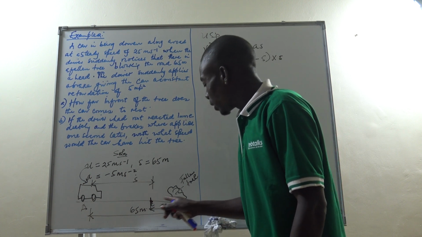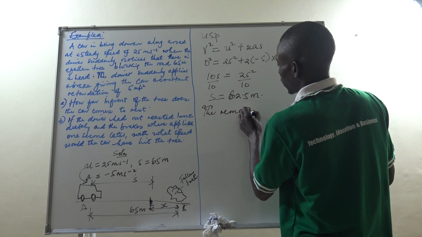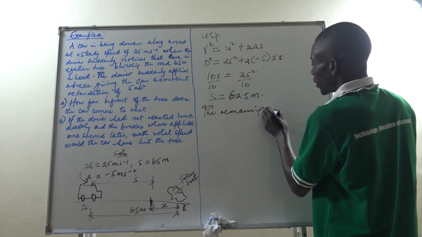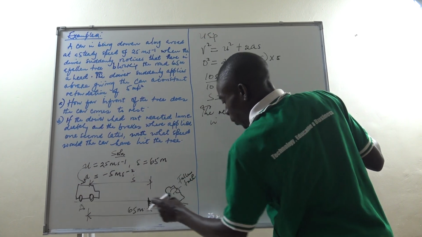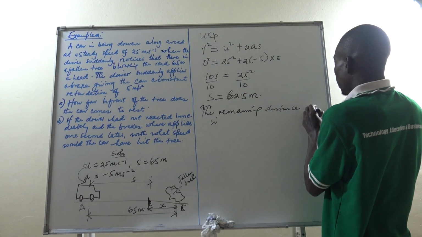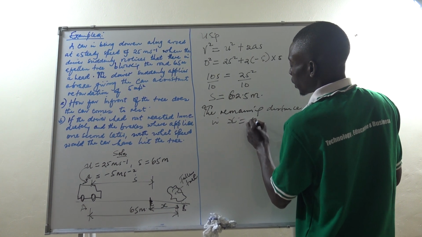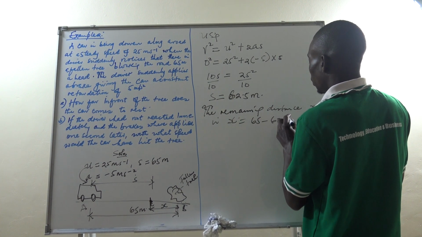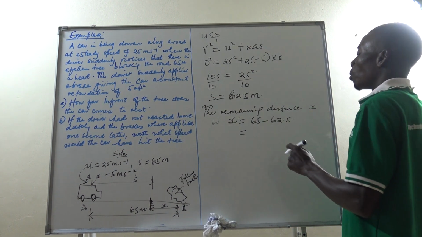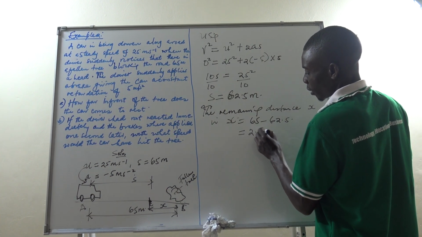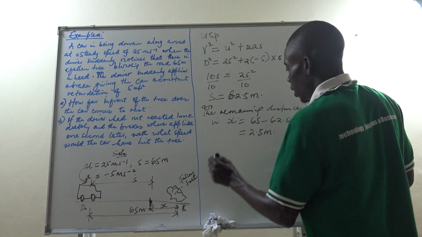Okay? Now, what is the remaining distance? The remaining distance is from here up to here, so subtract that. The remaining distance x equals 65 minus 62.5, and that will give you 2.5. So the car stopped 2.5 meters in front of the tree.